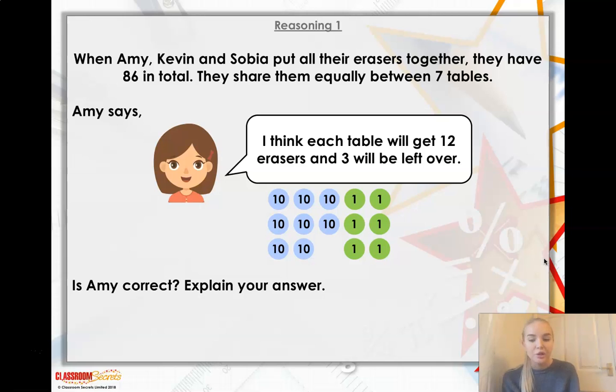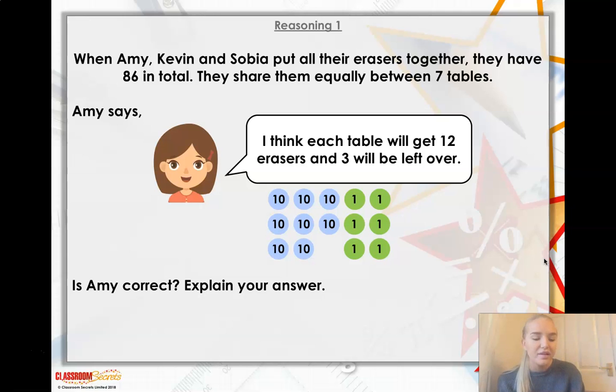We are going to look at 2 reasoning and problem solving questions today. The first one is when Amy, Ken and Sabia put all their erasers, so rubbers, together, they had 86 in total. They shared them equally between 7 tables, and Amy says, I think each table will get 12 rubbers or erasers and 3 will be left over. Is Amy correct? Explain your answer. Pause the video and try and work out 86 divided by 7 so you can find out if Amy is correct or incorrect. Off you go.